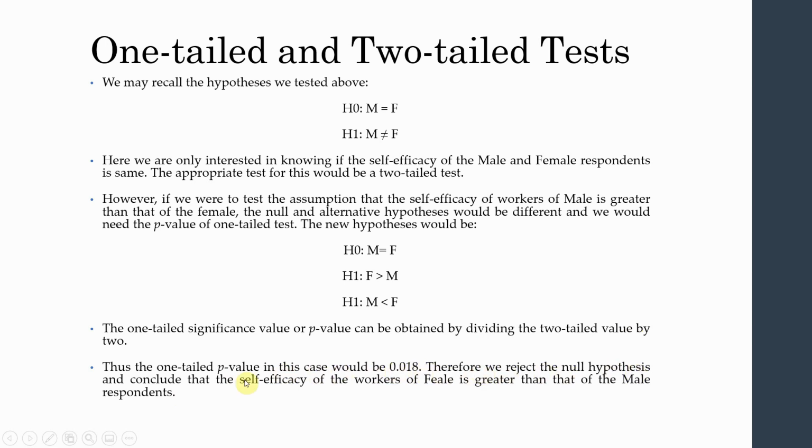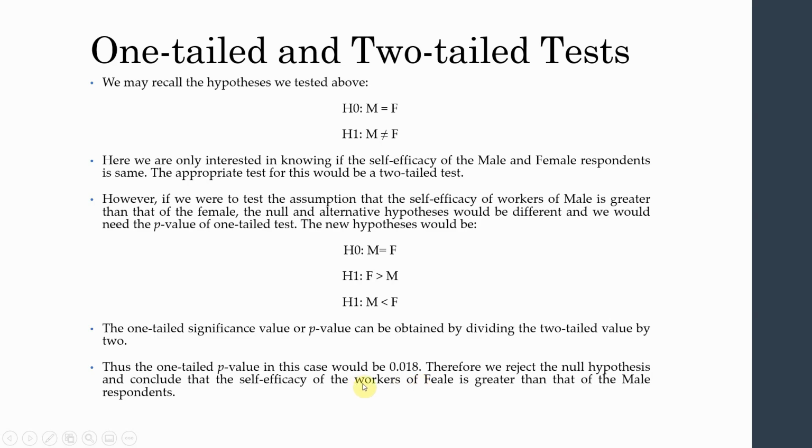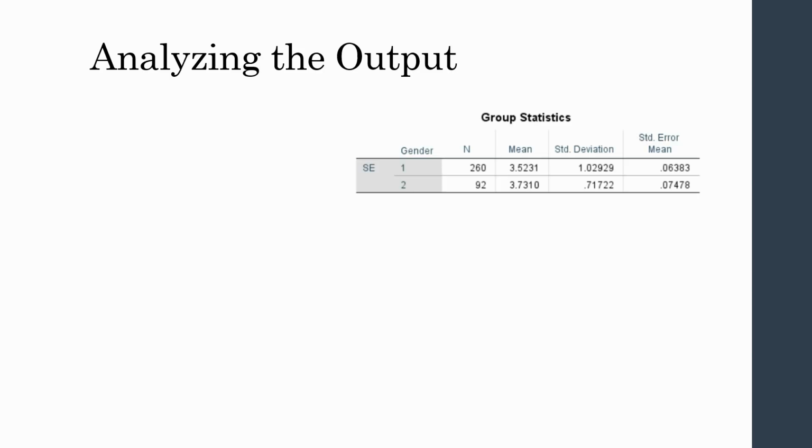Therefore, we reject the null hypothesis and conclude that self-efficacy of the workers of, or rather this is a typing error, self-efficacy of female workers is greater than that of male respondents or male workers. Right? And if we go back here and look at the descriptives, now look here the descriptives, and this shows that female have got higher self-efficacy score in comparison to male.